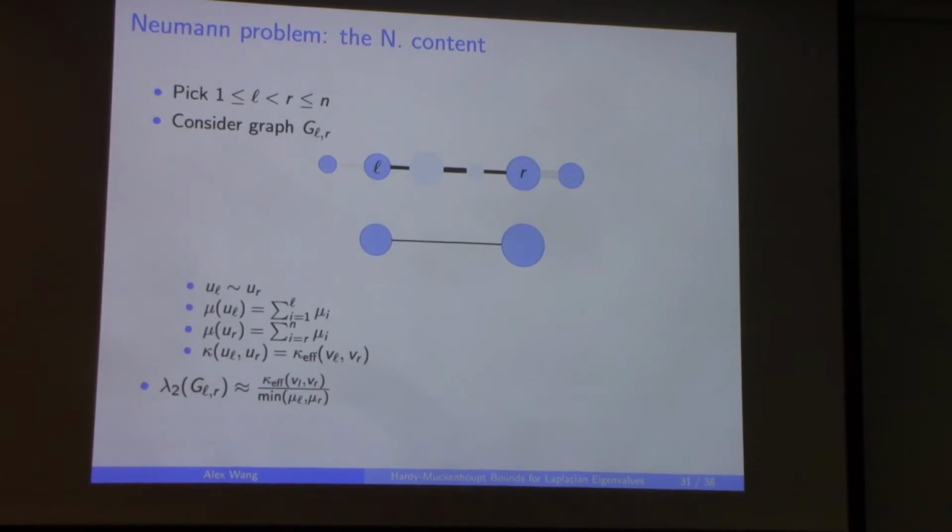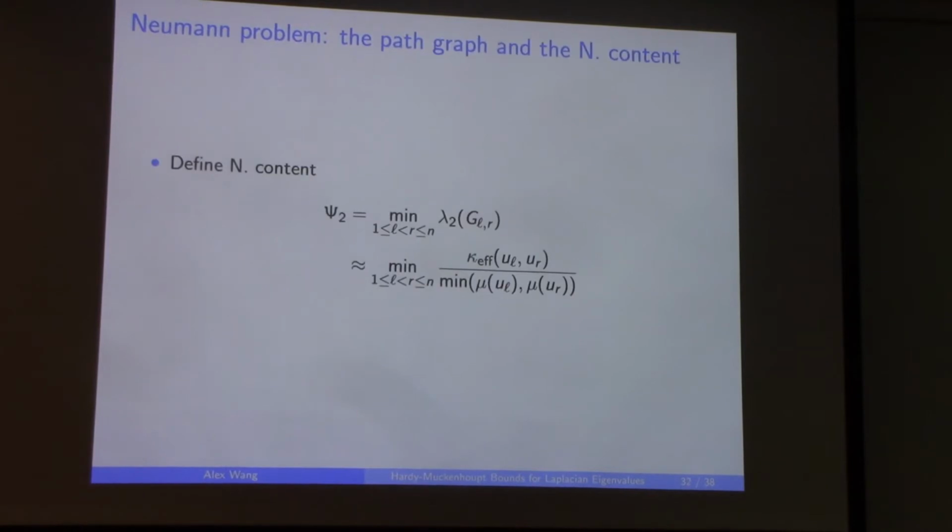Okay, right, so I'm finally going to define a Neumann content for you. It's going to be a similar definition to the Dirichlet content. I'm going to just minimize this quantity over choices of L and R. So psi 2, the Neumann content, is defined as the minimum over L and R of the lambda 2 value, which we already know to be approximately, right up to a factor of 2, the effective spring constant between the 2 vertices divided by the minimum of the masses.